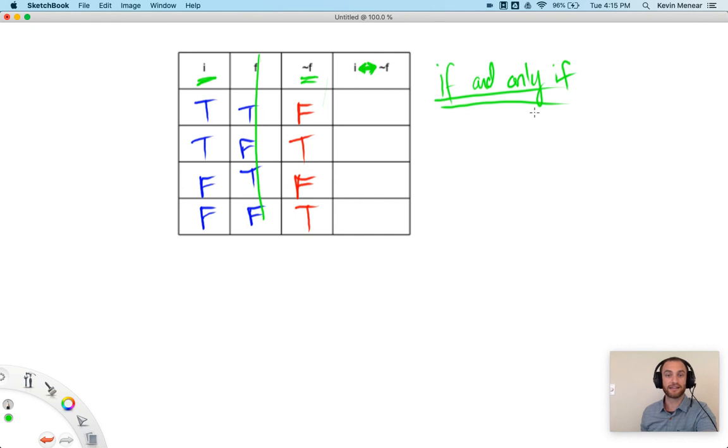Simple as that. Okay, so let's take a look. One is true, the other's false. This is false. Both are true. This is true. Both are false. This is true. One is false and the other one's true. This is false. Let me break it down, right?